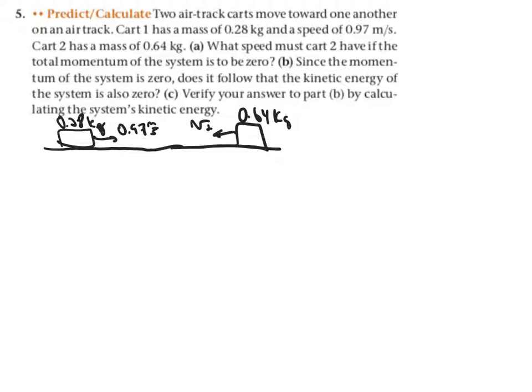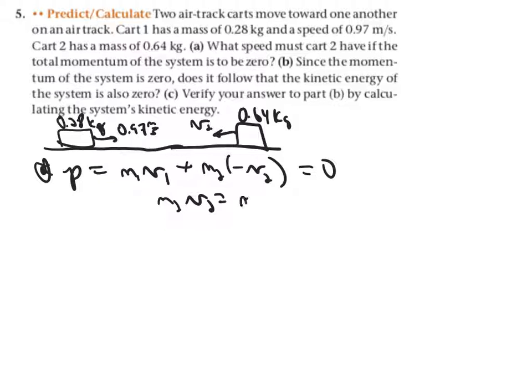So, for part A, we want the total momentum to be 0. And the total momentum will be the first one's mass times its speed plus the second one's mass times its velocity. And we want this to be 0. So we can solve this and we get that m2 v2 has to equal m1 v1. Put a different way, object 2 has to have the same magnitude of momentum but point in the opposite direction, which is what we have.